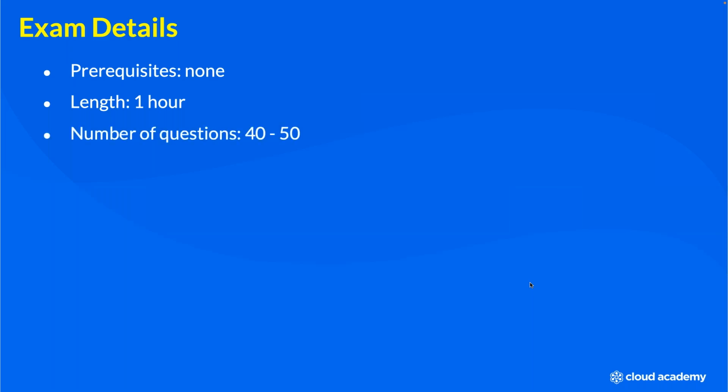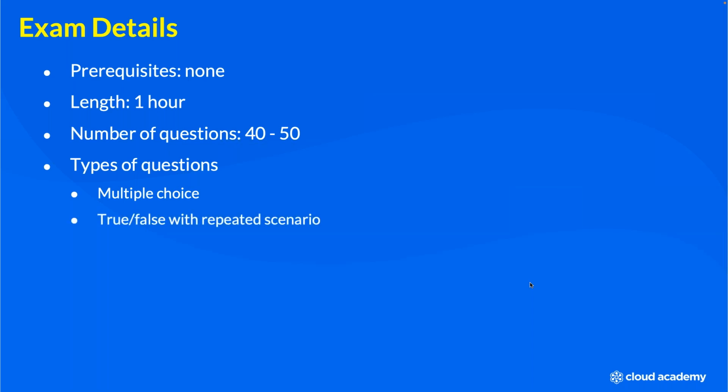Number of questions can vary a little bit, but it's typically around 40 or 50 questions. Now, the types of questions you can get, Microsoft has all kinds of different questions. So they do have multiple choice, like AWS and Google do, but they also have these other kinds of questions, like, for example, true, false with repeated scenario. That's not what they call it, that's what I call it.